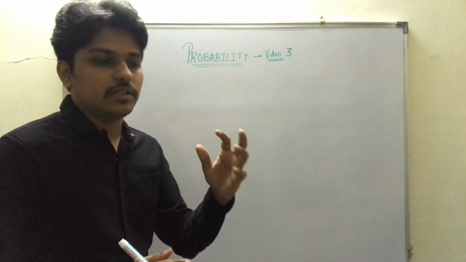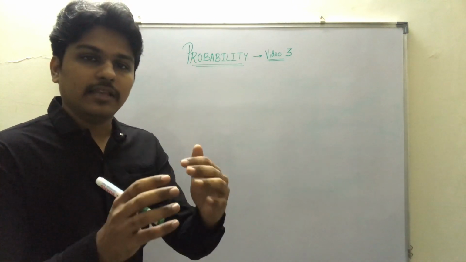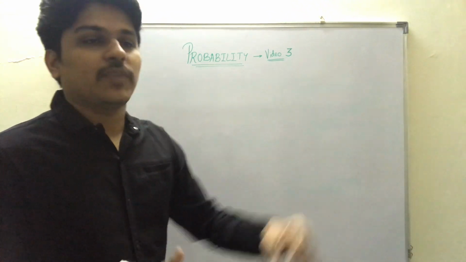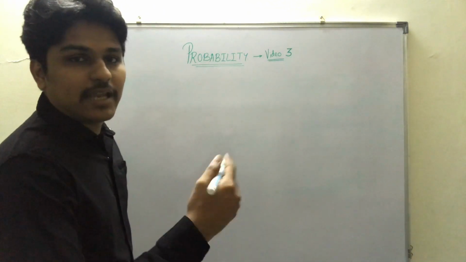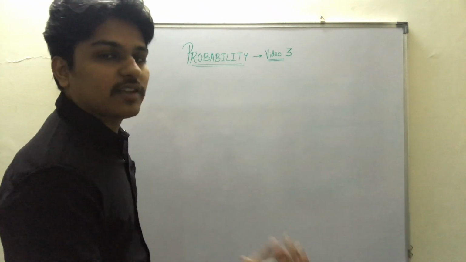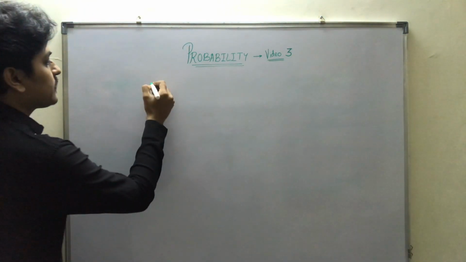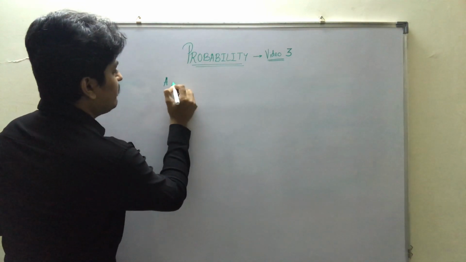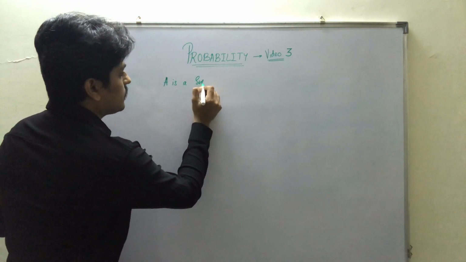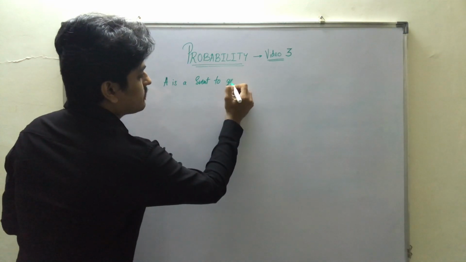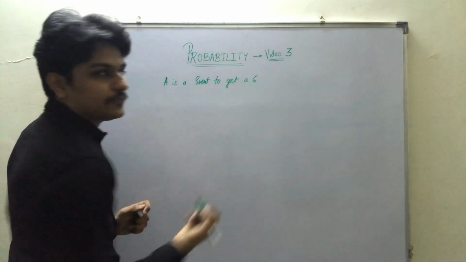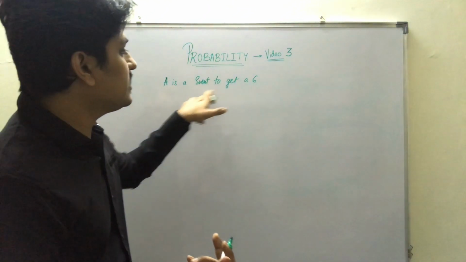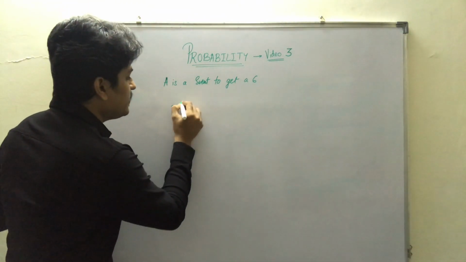Normally in questions we define the event as A or B. Let the event A be something. So we normally call the events A and B, which represent a certain event happening. Let me say I'm rolling one die and A is the event to get a 6. When I define A as the event to get a 6, I would ask what is the probability of getting an A.